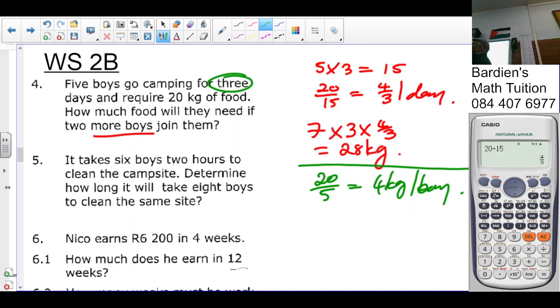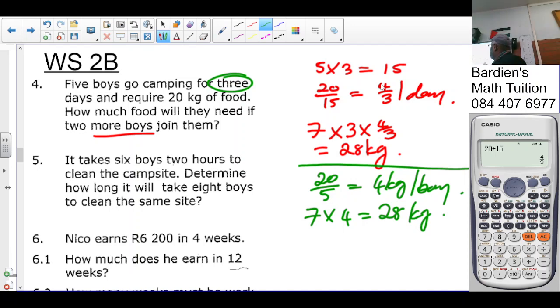Not so? And how many boys will there be? 7 times 4, which is 28 kilograms. Only because the days are the same. What if we had said 5 boys go camping for 3 days and requires 20 kilograms of food? How much food will they need if 2 boys join them for 4 days?